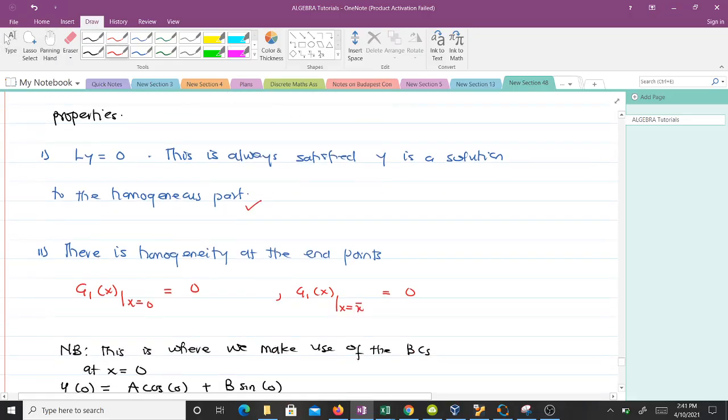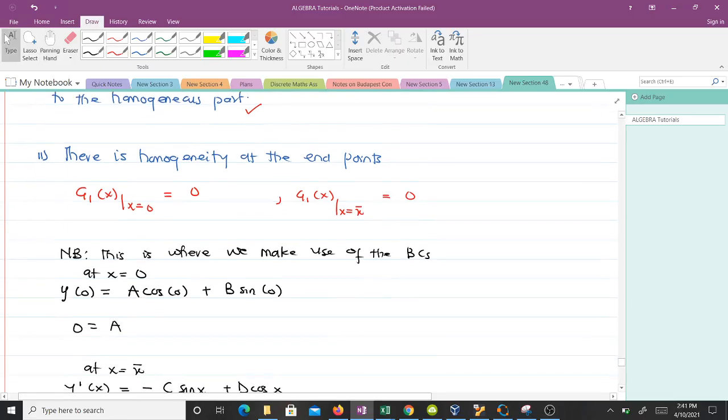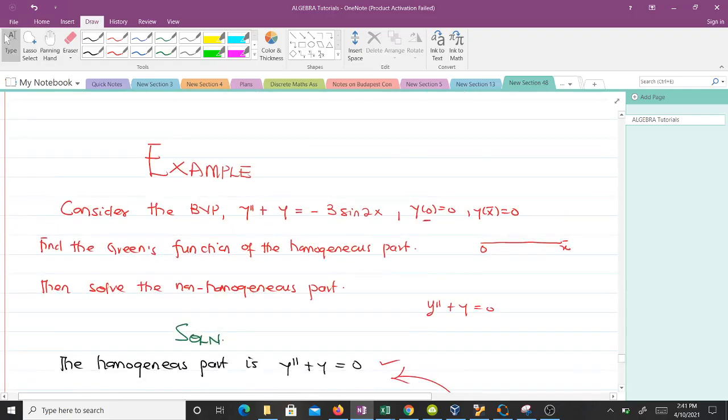And that one says that there is homogeneity at the endpoints. So that means that g1 of x at x equals 0 will be 0, and g2 of x at x equals pi will be 0. So how do we apply that in this case? This is where we make use of our boundary conditions. Our boundary conditions were y of 0 equals 0, and y prime of pi equals 0.